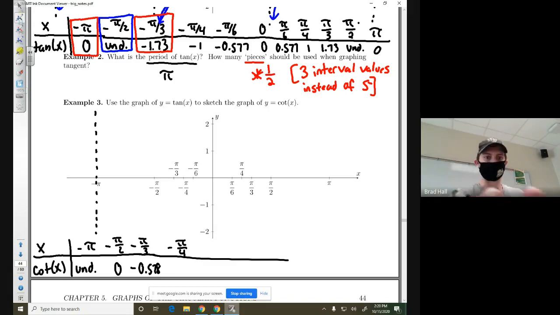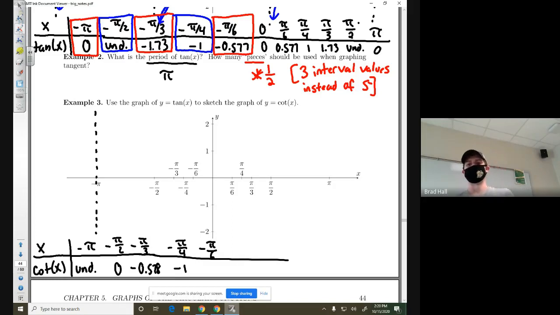Negative pi over 4, I'll just take the next one. Well, negative 1. It's just 1 over negative 1, which is still negative 1. What you'll end up noticing is you'll alternate kind of between the 1.73 and the 0.577 value. That is not a coincidence. I just won't get into it right now.